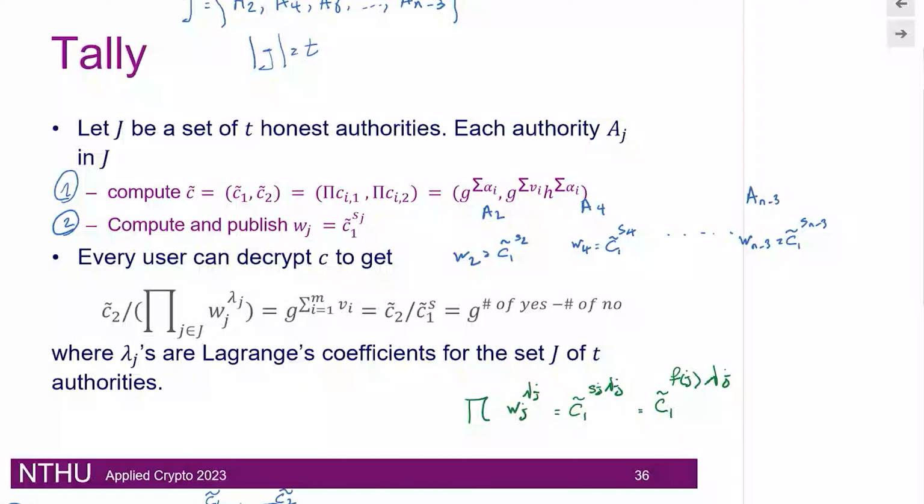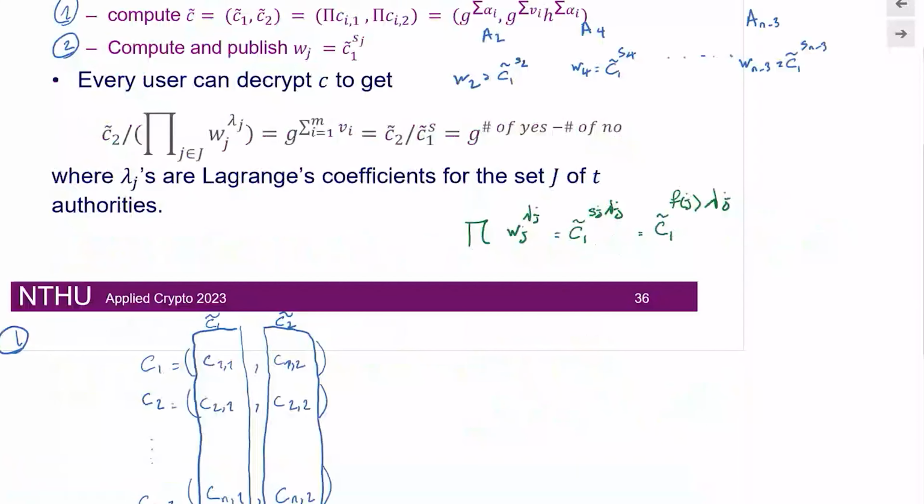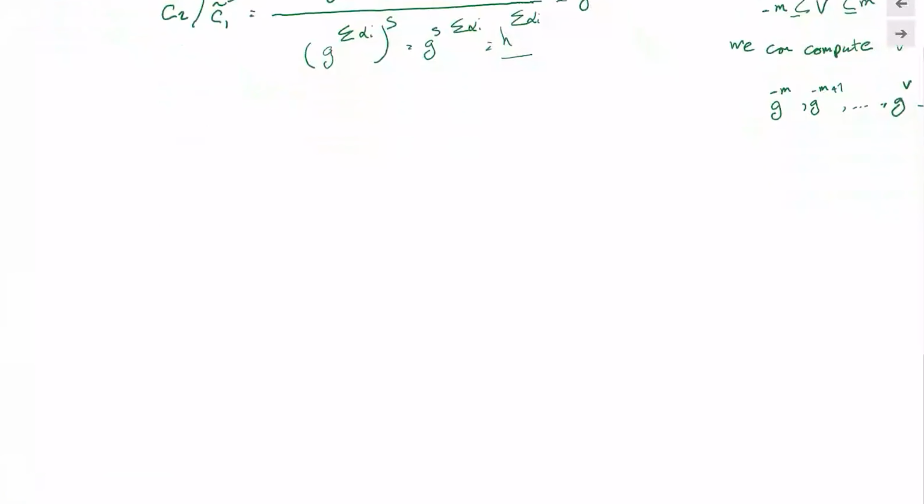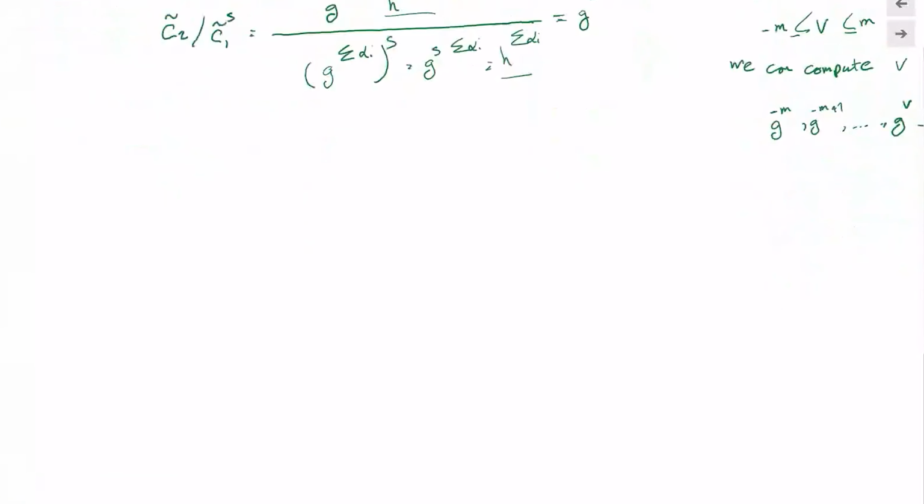So now, when given the secret S, we could recover this one. But now how to find the S?